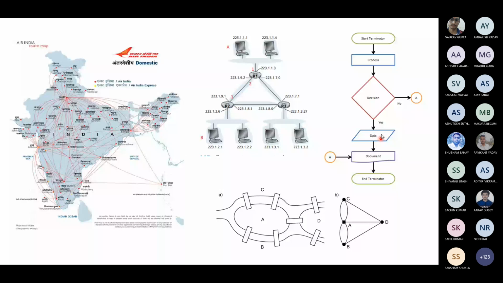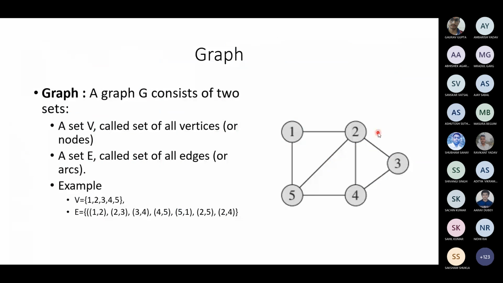Anyway, let us come to a definition. A graph G consists of two sets. One, a set V of vertices or nodes. The second is a set E, which is called edges or arcs. For example, in this graph, 1, 2, 3, 4, 5 we call vertices, and an edge exists between 1 and 2.